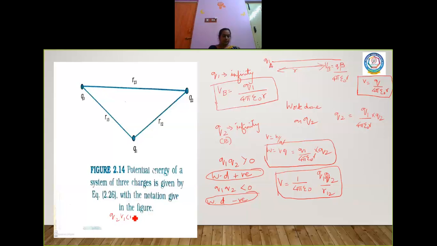V1 with respect to R2 will be, what will be the formula, children? 1 by 4 pi epsilon naught, I have Q1, Q2 by R12. Yes or no? So the potential will be this. Right? Next. What is the work done in bringing charge Q3 from infinity? I will add, now this is with respect to two system of charges.